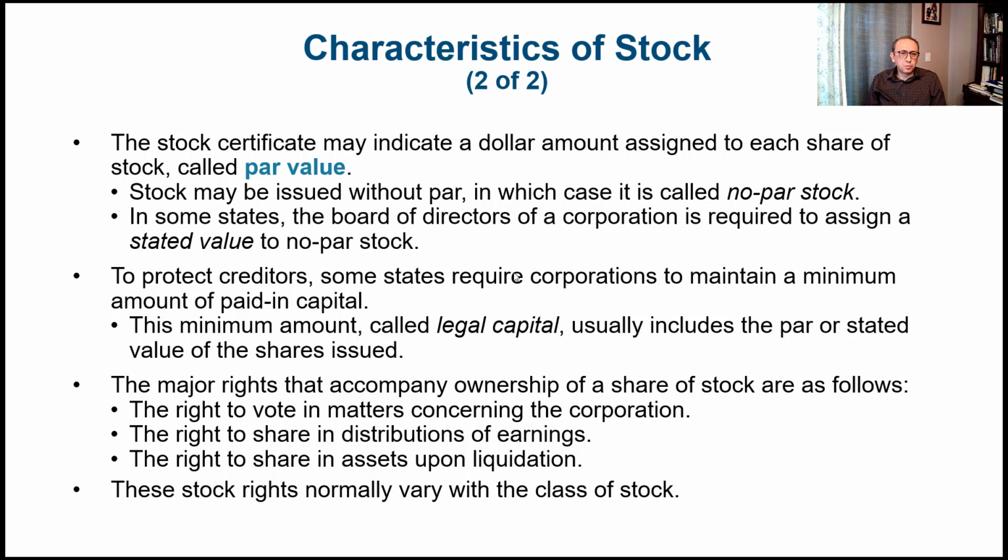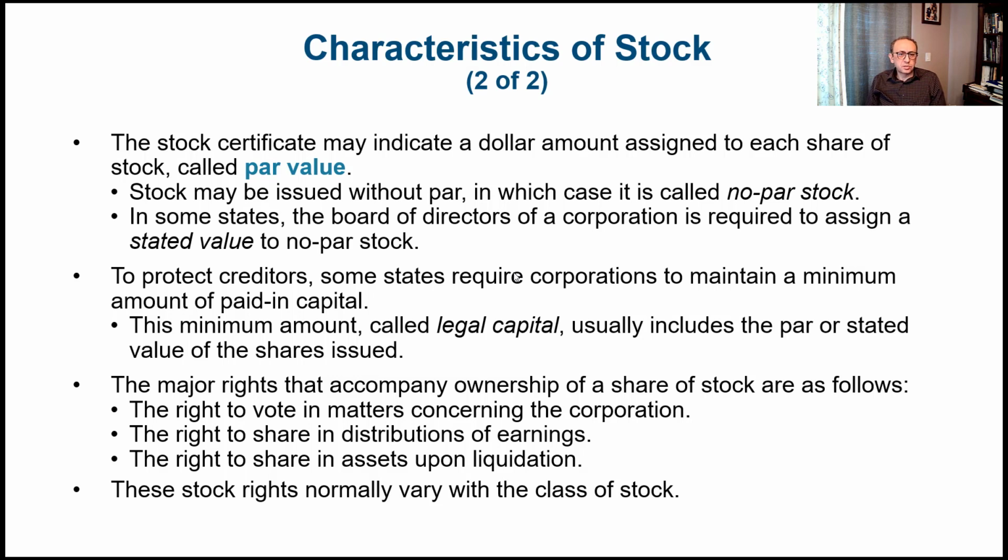In some states, the board of directors of a corporation is required to assign something called a stated value to no par stock. If they don't have a par value, then the board of directors would have to assign a stated value, which, from an accounting perspective, is going to be treated very similar to a par value. To protect creditors, some states require corporations to maintain a minimum amount of paid-in capital. The minimum amount, called legal capital, usually includes the par or stated value of the shares issued.